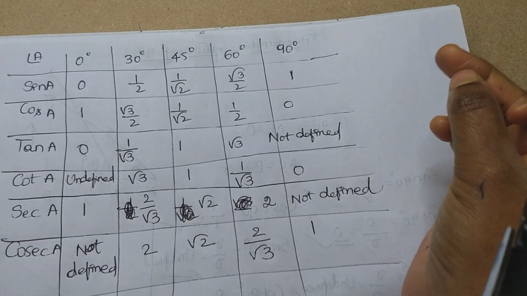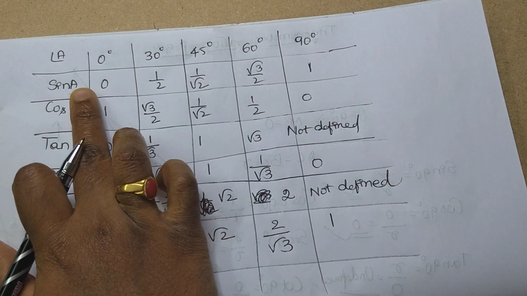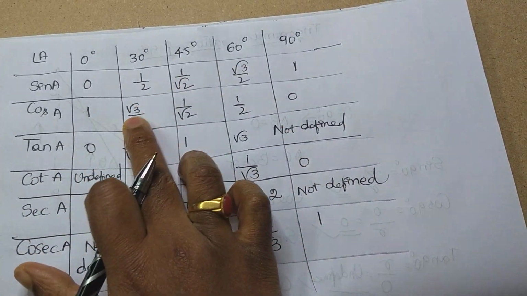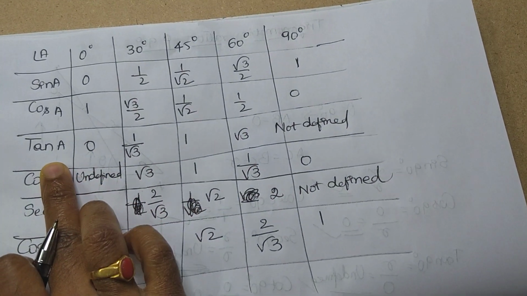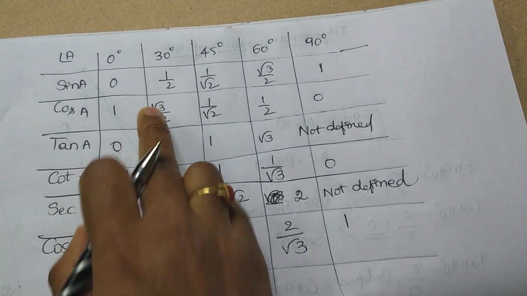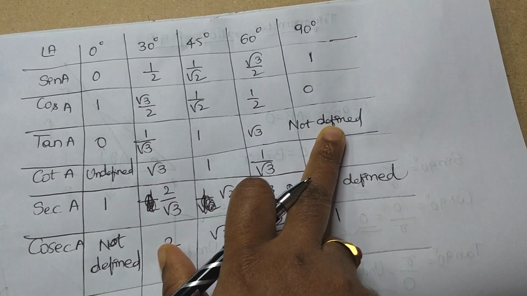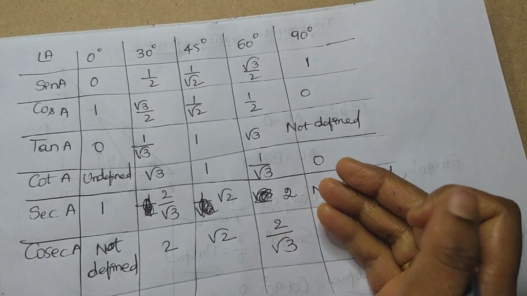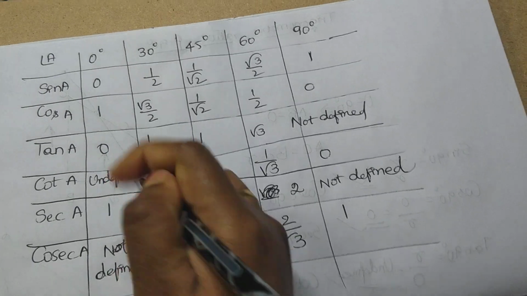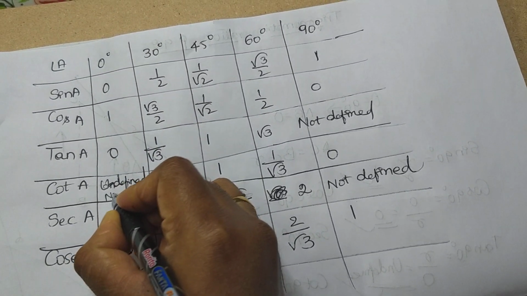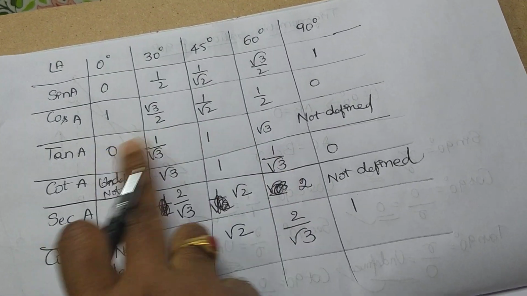I will tell you a small logic here. It's nothing but the reverse of this. When you see 1, root 3 by 2, 1 by root 2, 1 by 2, 0, just reverse. Tan A: tan 0 is 0, 1 by root 3, 1, root 3, not defined. So this is also the same thing. You just need to put it in a reverse manner. What will you get here? Not defined, root 3, 1, 1 by root 3, 0.